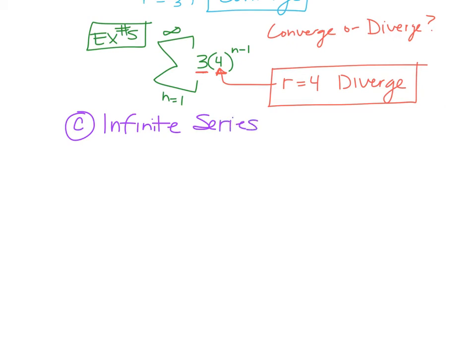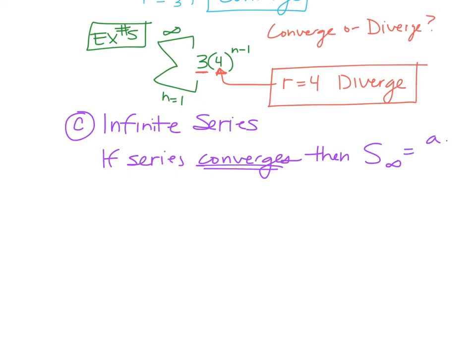Okay. There's a formula for infinite series. If a series converges, then this formula works. The sum to infinity is a sub 1 over 1 minus r. It's very nice, right? Pretty neat, simple formula. So we're going to do 3 of these, and then we'll be done.